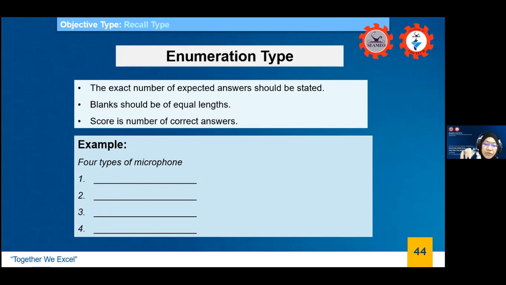Okay, so when you count, you have to be very careful. Enumeration is a very tricky type of test item. You cannot have a test that is all enumeration. It has to be a combination of at least 3 types of test items. Next.